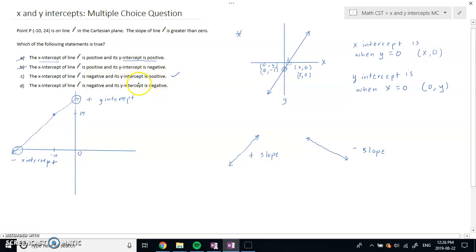But always read all of the options in a multiple choice just to be sure. The x-intercept of line L is negative, yes, and its y-intercept is negative. Well, no, because that would mean it had to be like way down here in the Cartesian plane, which it's not. So in this case, our answer is C.